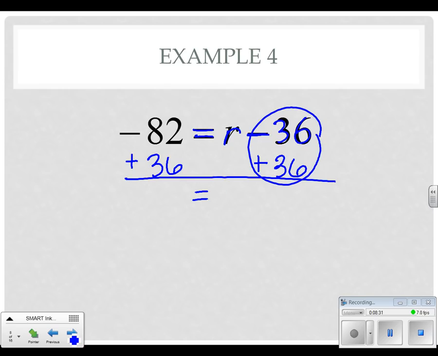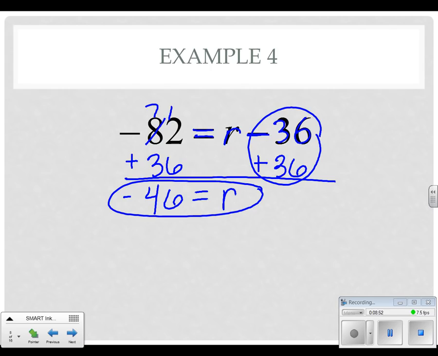This simplifies to 0, so we would have r plus 0. The r is now isolated. Negative 82 plus 36. Since one is negative and the other is positive, in terms of these integers, we subtract. So I'm going to borrow and subtract. Keep the sign of the greater. Here's our solution. Check it.